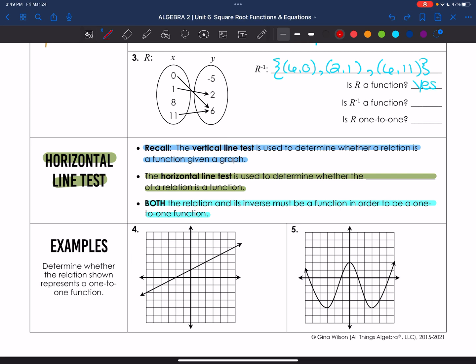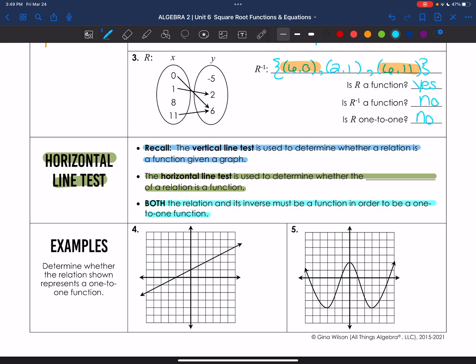Now, what about the inverse? Is that a function? Do you see how we have a 6, a 2, and then a 6 once again? Ladies and gentlemen, no, this is not a function. So is it a 1-to-1 relationship? No, it is not.